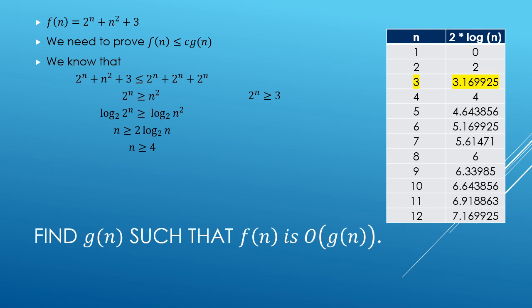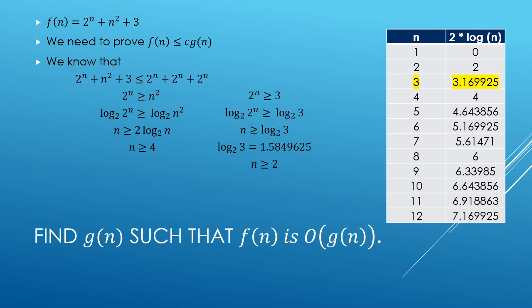Now come to the second assumption. 2 raised to n is greater than or equal to 3. Again, apply log on both sides. On the left side, log and 2 will cancel and we will have n is greater than or equal to log of 3 to the base 2. The value of log of 3 to the base 2 is this.